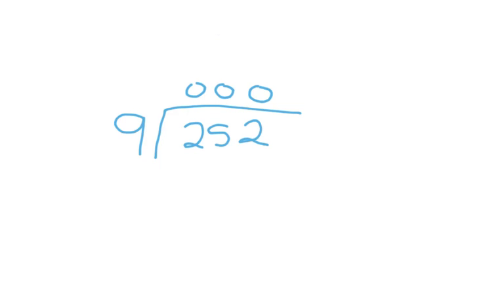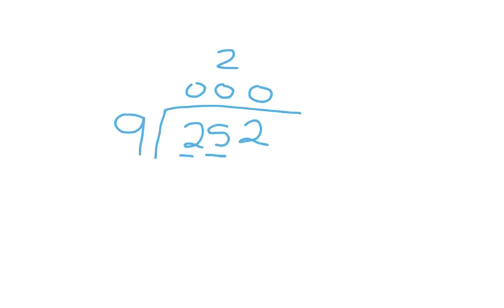But now let's look digit by digit. And now let's go to the next column over, 25. Well, 9 times what is going to get us close to 25? Well, we talked about 2. That's as close as we can get. 9 times 2 is 18. 9 times 3 is 27, and that's too big. So we're going to go with that.